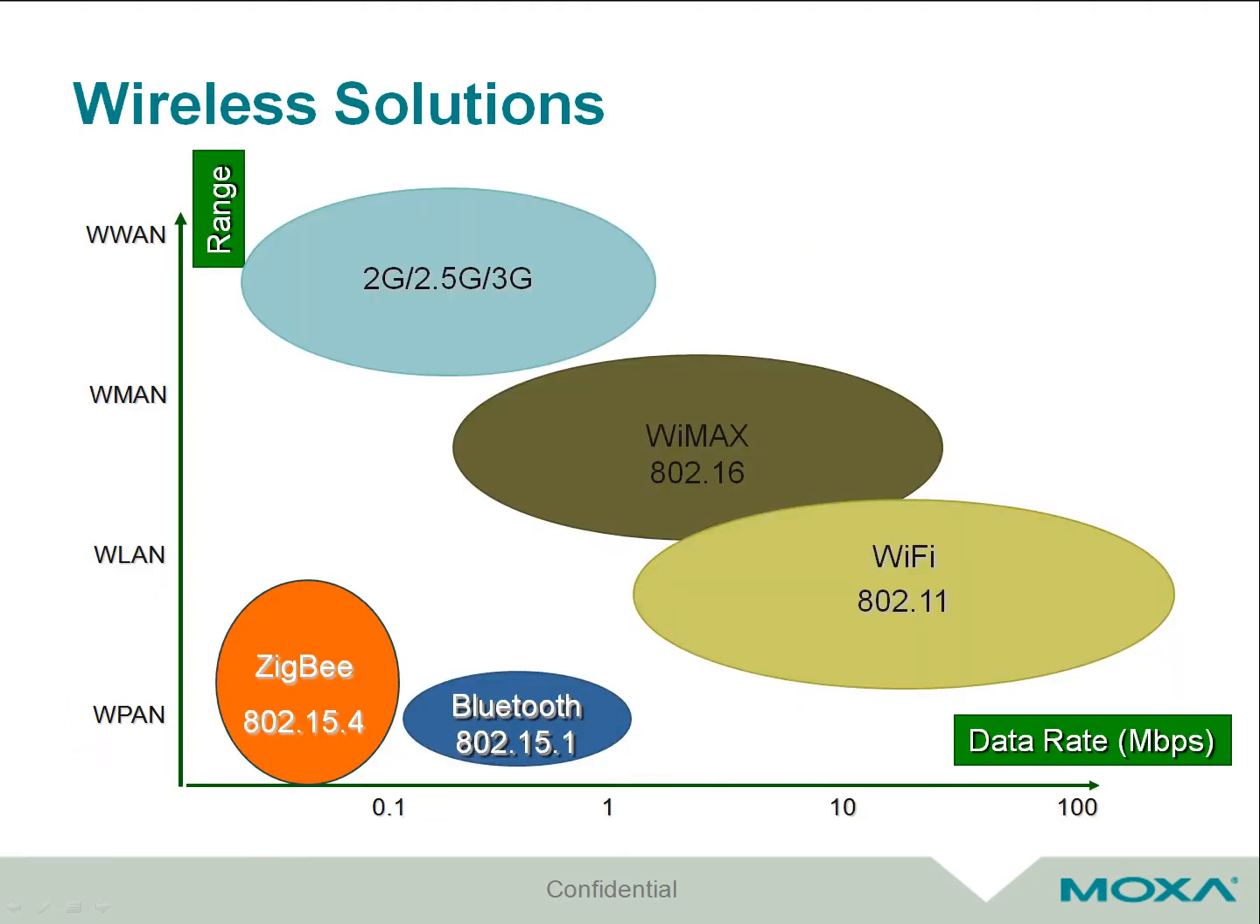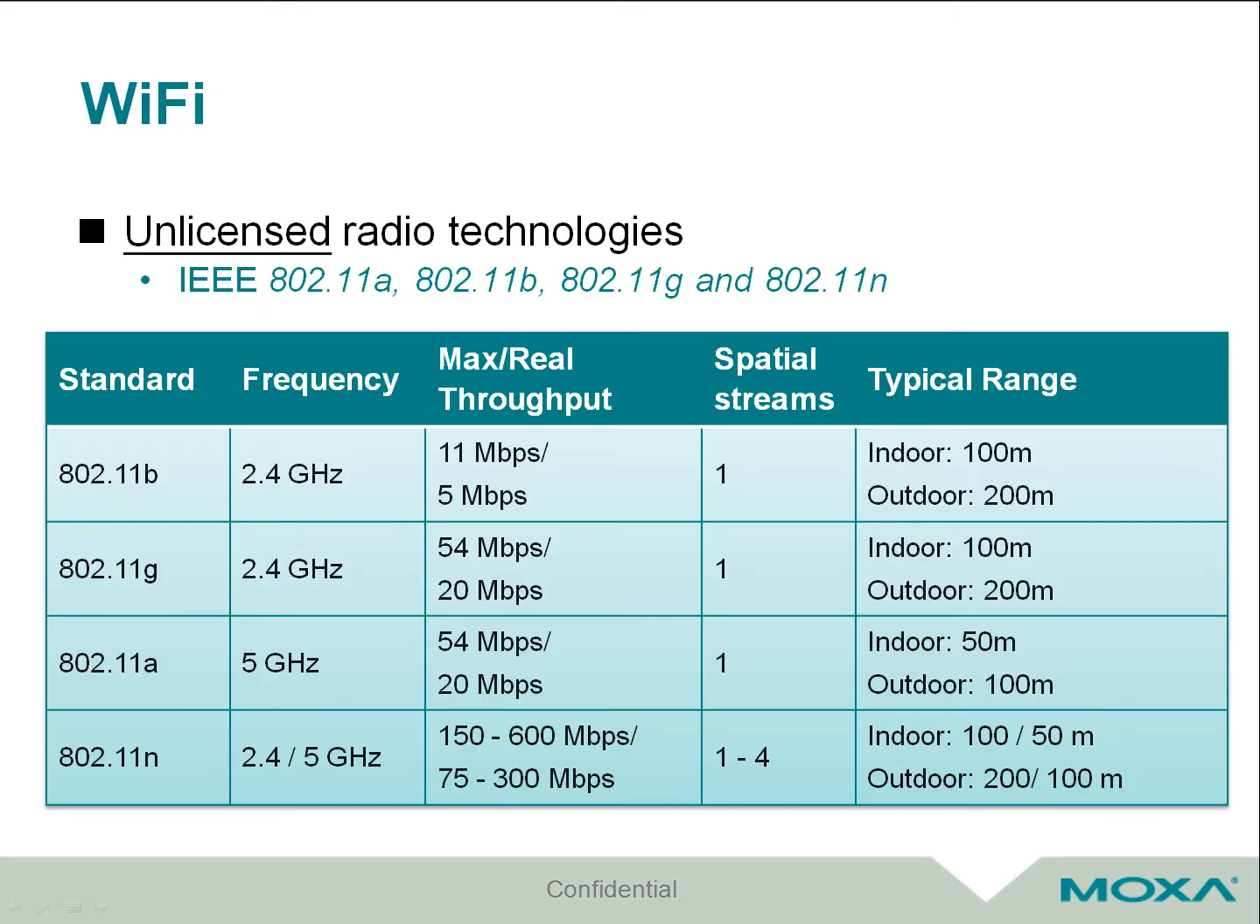There are a lot of wireless communication standards on the market. The most popular ones are shown on this diagram. The vertical axis represents communication range, while the horizontal axis represents data rate. Zigbee, Bluetooth, and Wi-Fi are all used in local area communications. However, Wi-Fi provides the best speed performance among them. Wi-Fi is commonly used for naming the 802.11 standards group.